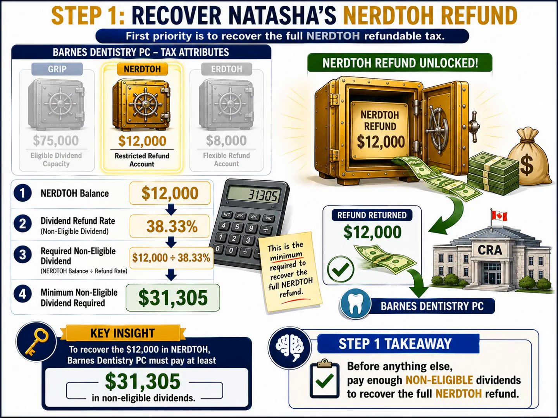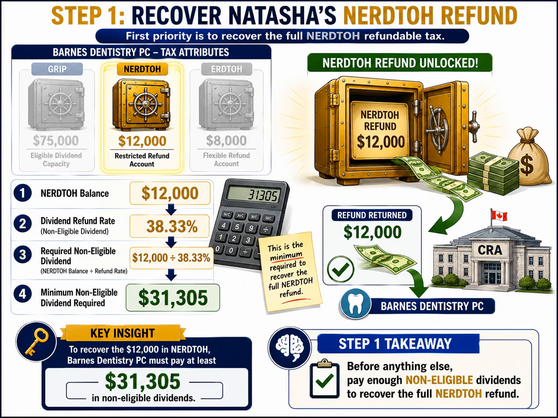Now it's time to move from planning theory to actual calculations. The first step in determining NERDTOH's optimal dividend strategy is to deal with the most restrictive account on the dashboard, NERDTOH. As shown at the top of the slide, Barnes Dentistry has three important tax accounts. However, for this first step, we temporarily ignore GRIP and ERDTOH and focus only on NERDTOH.